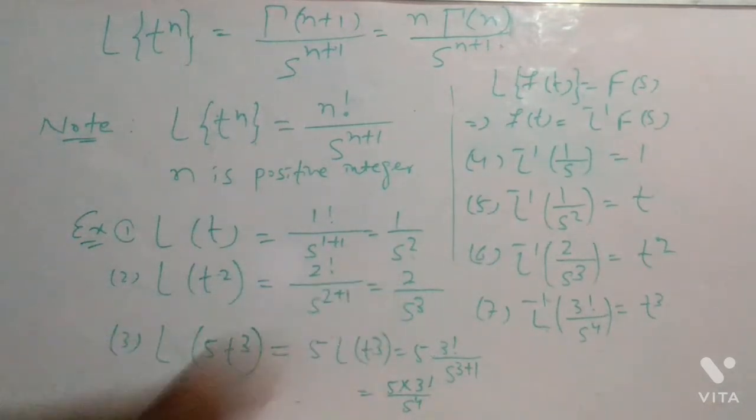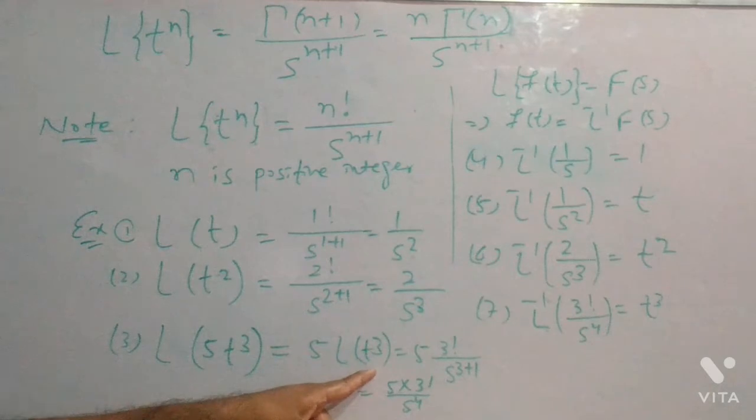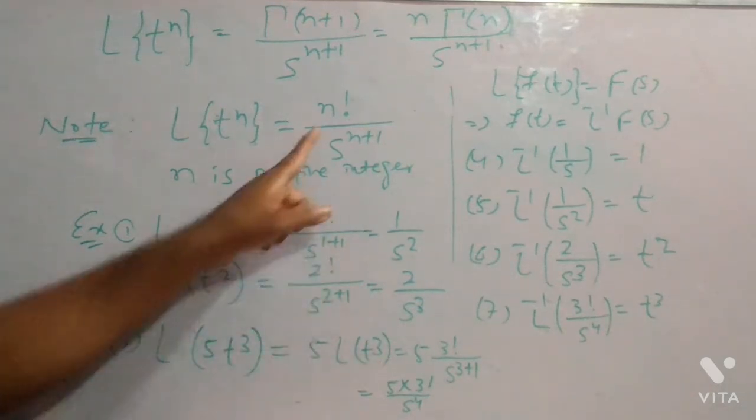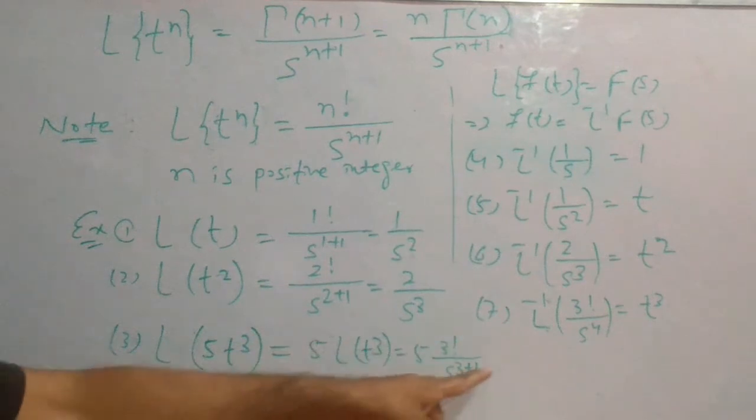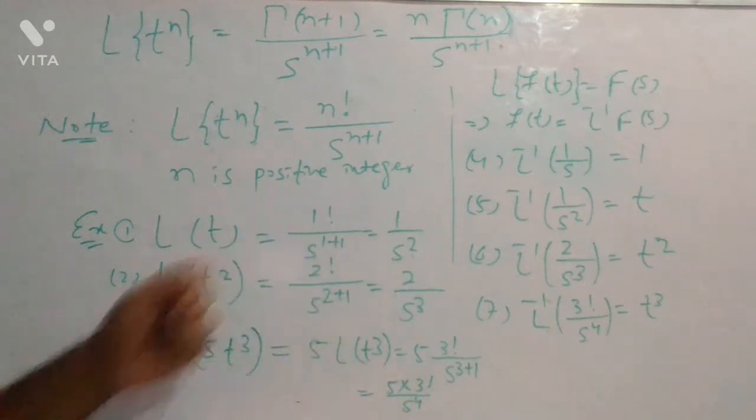so 2 by s cube. Similarly, Laplace of 5t cube. Using the linearity principle, which we already discussed in a previous lecture, we can take out that 5, so 5 Laplace of t cube. According to the formula, it is 3 factorial by s to the power 3 plus 1. So 5 into 3 factorial divided by s to the power 4. So these are the Laplace transforms of these functions.